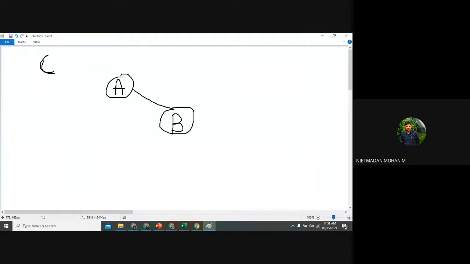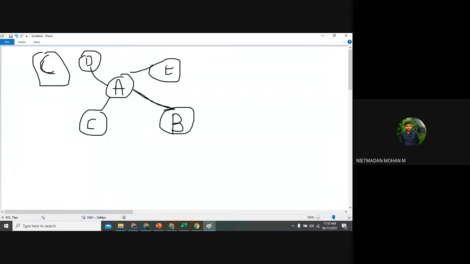Now I want to insert the letter C. So first I want to find whether any adjacent node is available for this A. Yes, sir, B is available. Once I want to finalize whether we want to insert this C for the B adjacent node or for this A adjacent node again. If I want to insert this C for the A adjacent node, then I insert C here. If I want to insert D for this A adjacent node, I insert this D.